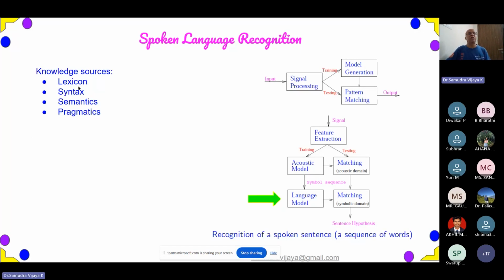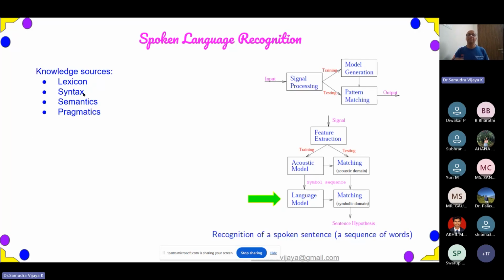What kind of sequence of words can be spoken in a language is determined by syntax. For example, in English, I would say, I ate an apple. I is the subject, ate is the verb, and apple is the object. In Hindi, it's the other way around.